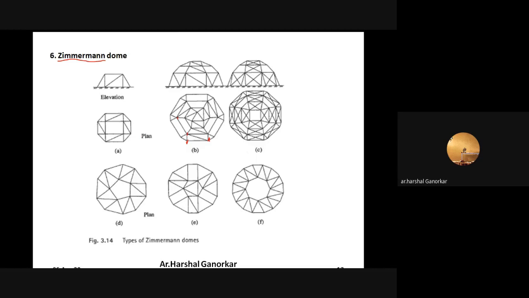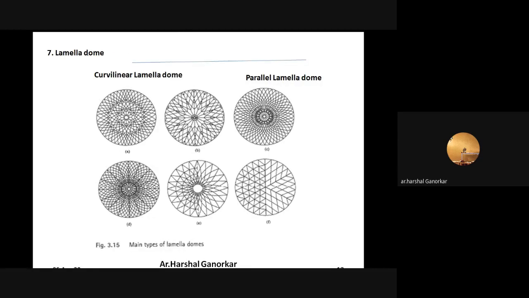Then there is a lamella dome. In lamella dome, there are curvilinear lamella and parallel lamella. These are the curvilinear lamella system, and this is the parallel lamella system. Here you can see the parallel lines going like this, and here these are curvilinear lines. The basic characteristic, or the interesting point, in this lamella dome is that these lines are curved in two different angles. That is, it is curved horizontally as well as vertically.